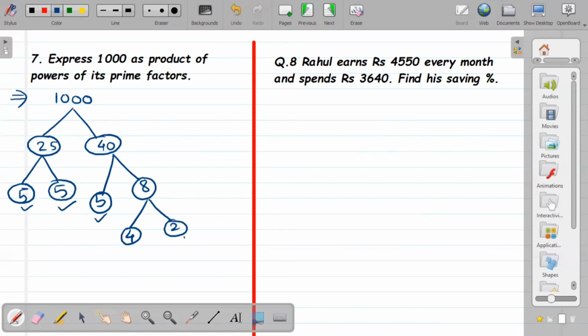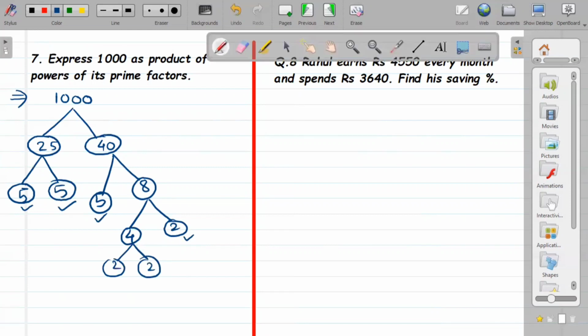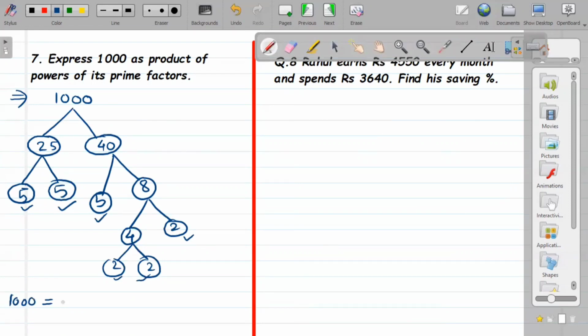Now 2 is also a prime number. Now segregate that. We got all the prime numbers now, right? So we need to write how we can write 1000. 1000 is equal to 5 multiplied by 5 multiplied by 5. So 3 times.